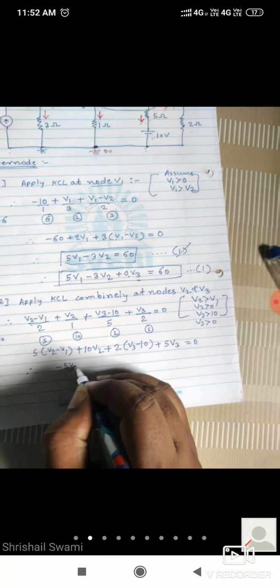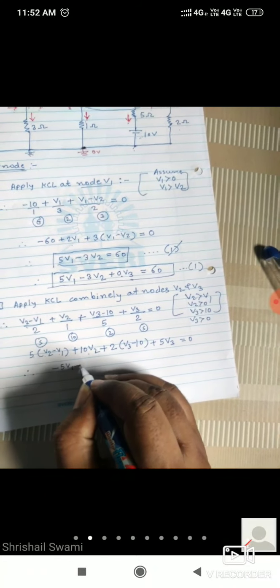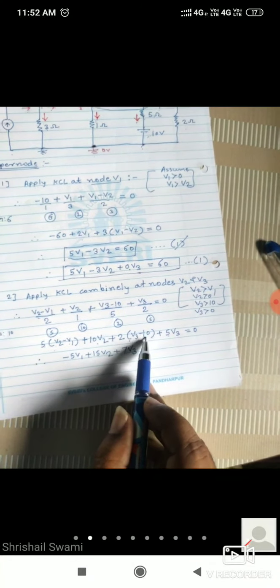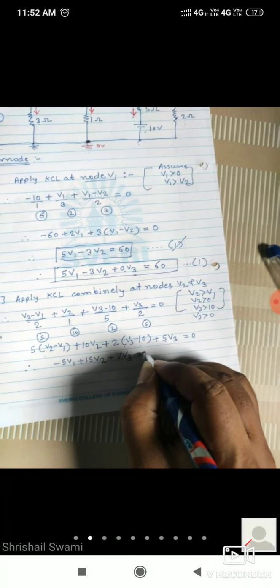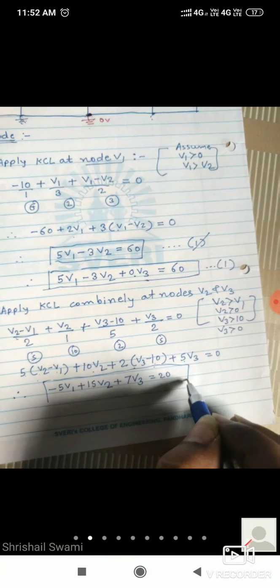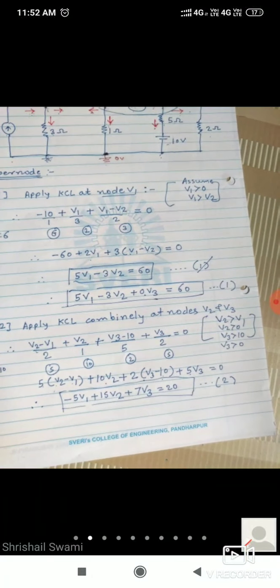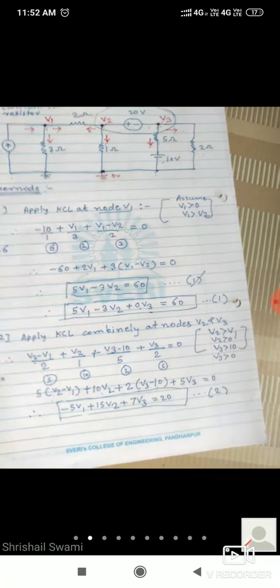So solve this equation. See how many V1 terms there are: 5 into minus V1, only 1, minus 5 V1. V2 is there, 5 V2 plus 10, 15 V2. Then V3, 2 V3 and 5, that is 7 V3. See where the constant is, constant is here. 2 into minus 10, minus 20 goes to the right hand side, becomes plus 20. Okay. Now this will be the second equation. So first equation, second equation, only two equations.